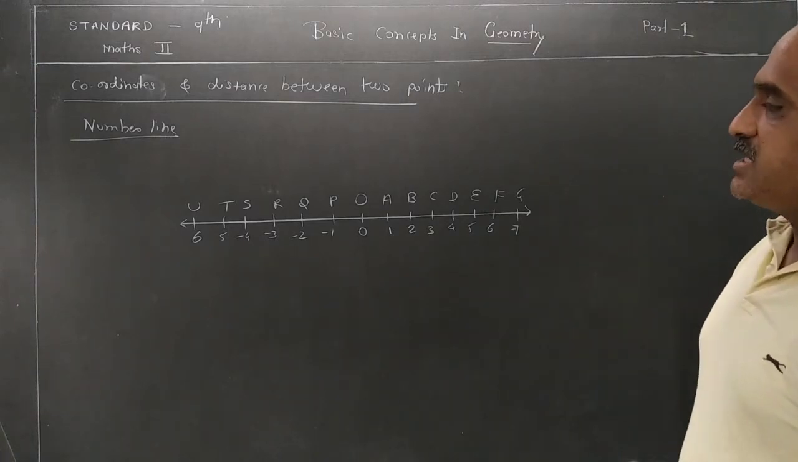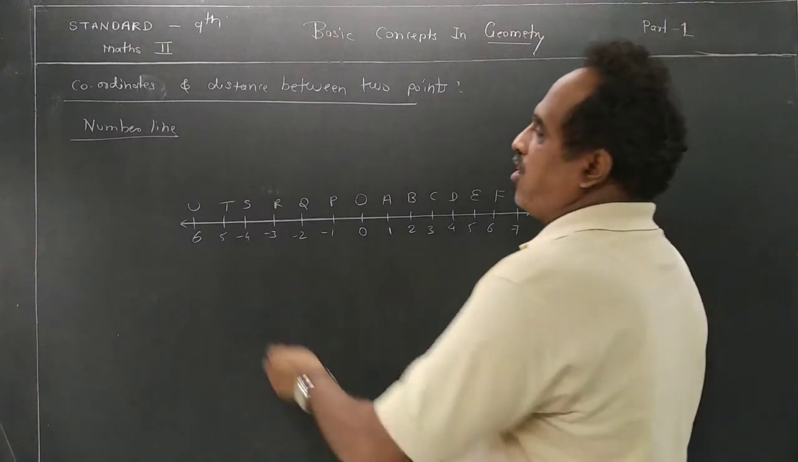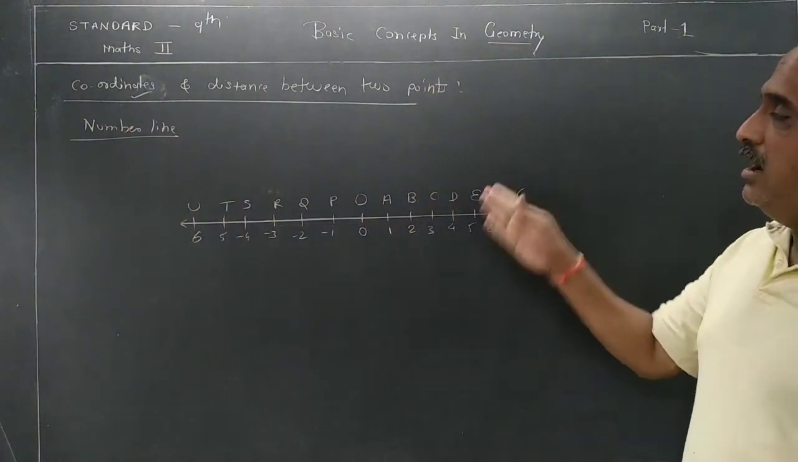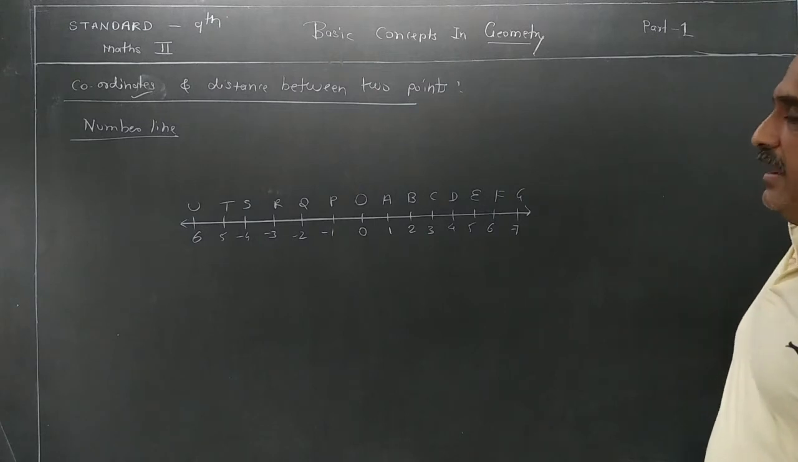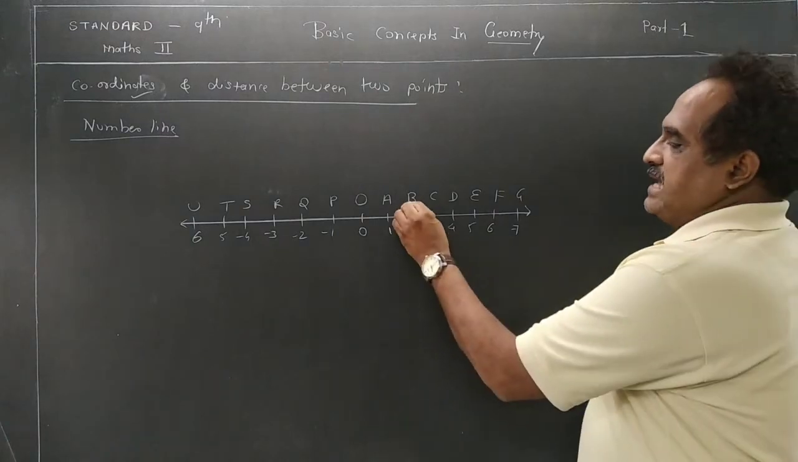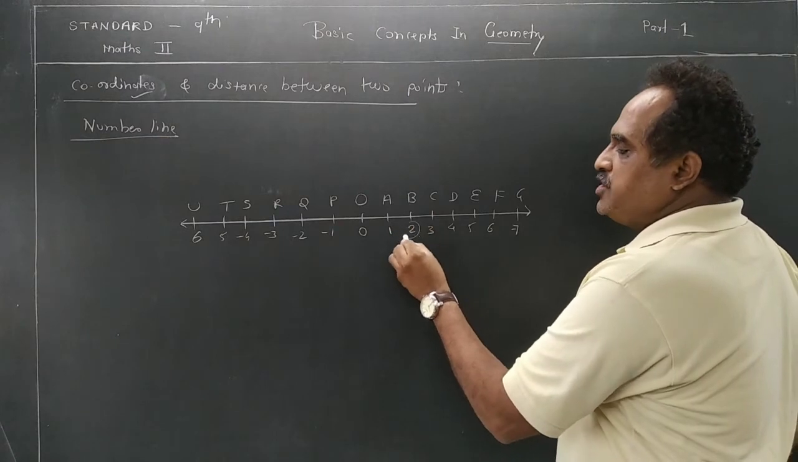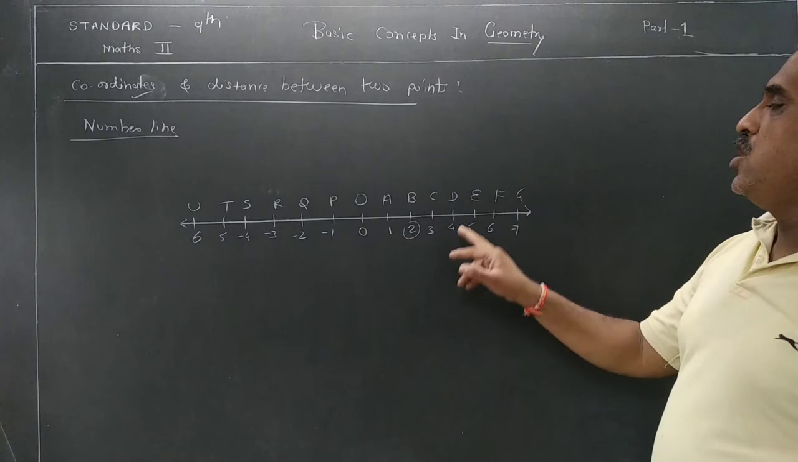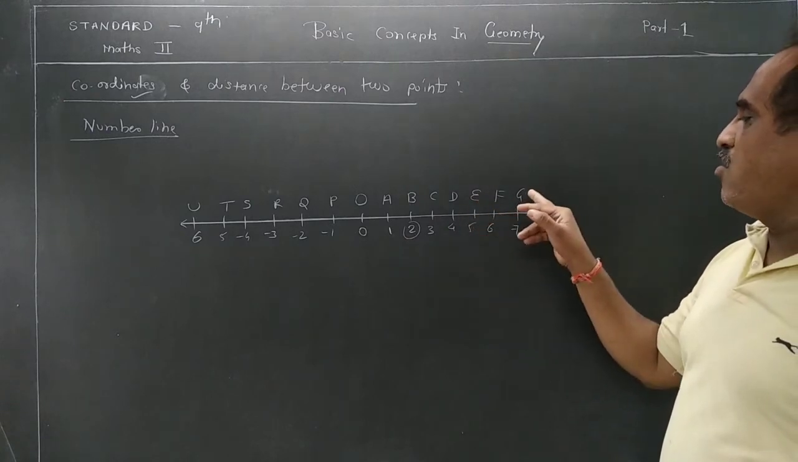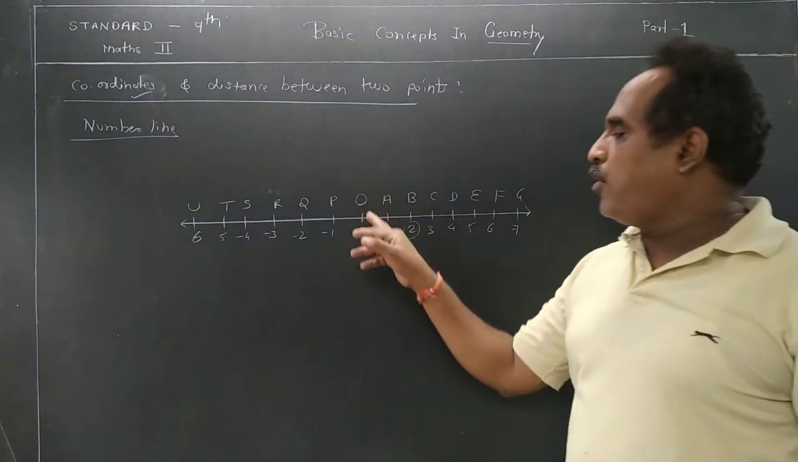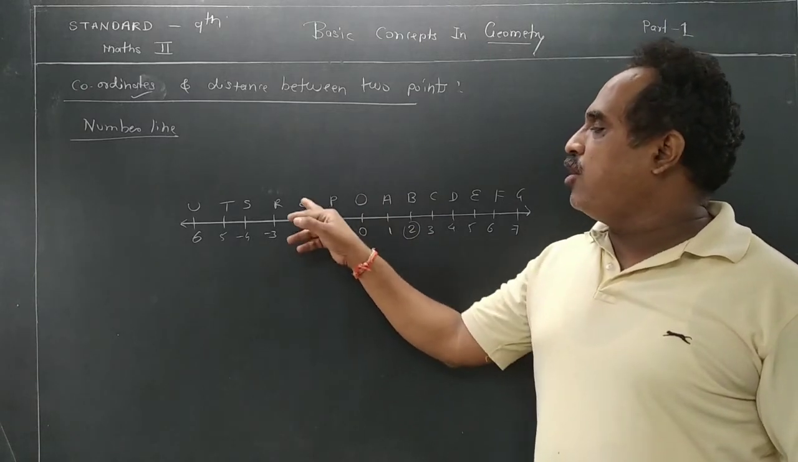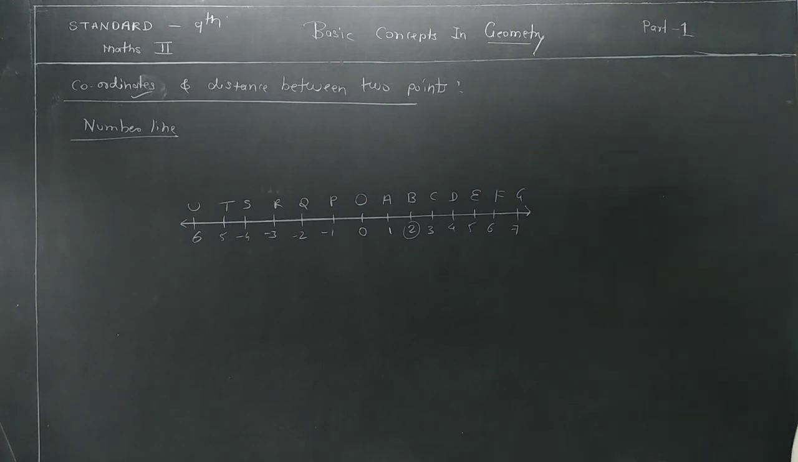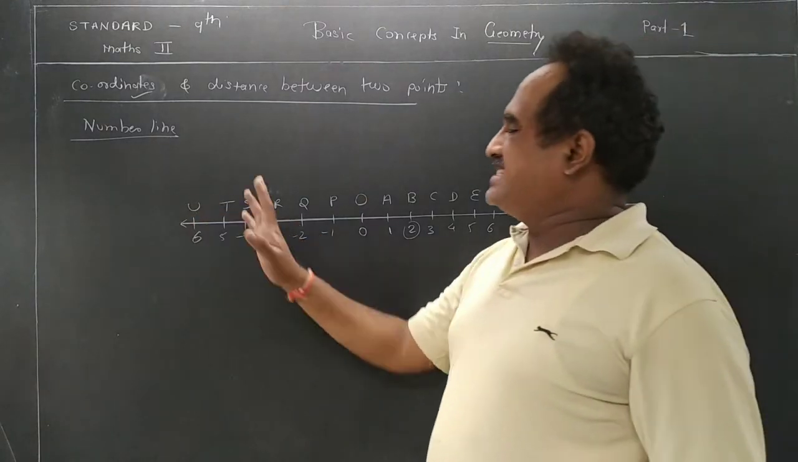Is it right? Suppose, what is the meaning of coordinates? A coordinate is the number assigned to a given point. Suppose point B is there. It is associated with which number? 2. The coordinate of point B is 2. Coordinate of point E is 5. Coordinate of G is 7. Coordinate of point O is 0. Coordinate of point Q is -2. Coordinate of S is -4. And coordinate of U is 6.